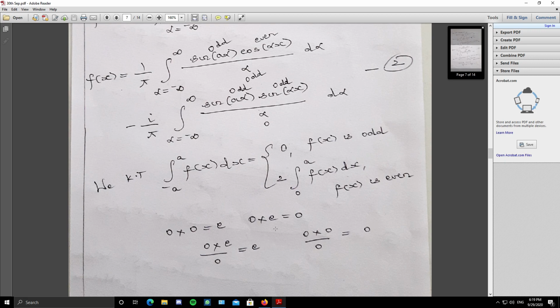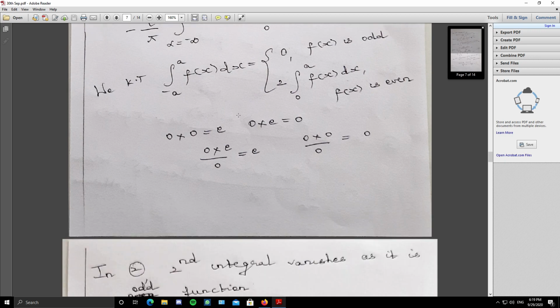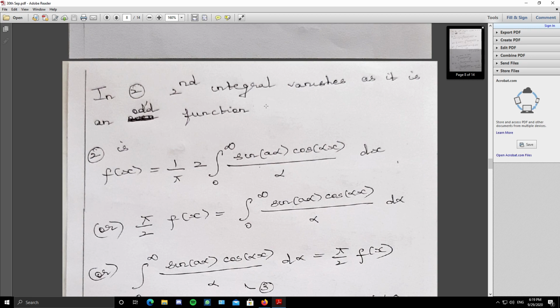So if it is an even function, the integral is 2 times 0 to infinity. If it is an odd function, the value of the integral is 0. The first integral is even, so it is 1 by pi times 2 times 0 to infinity. The second integral is odd, so its value is 0. That's what I have written here.